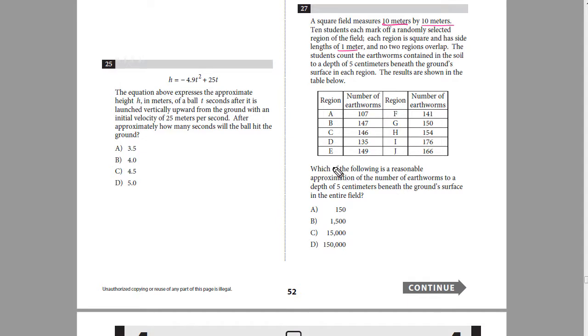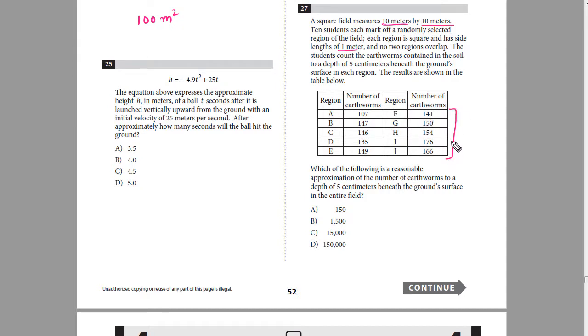So this is the table in which 10 students have counted the earthworms till the depth of 5 centimeters beneath the ground surface. So 107, 147, 146, and all of these are 10 values. Which of the following is a reasonable approximation of the number of earthworms to a depth of 5 centimeters beneath the ground surface in the entire field? So the entire field is 10 meter by 10 meter. That becomes 100 meter square.